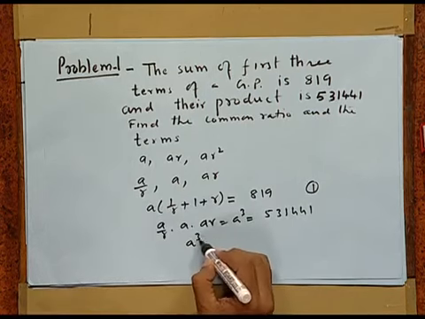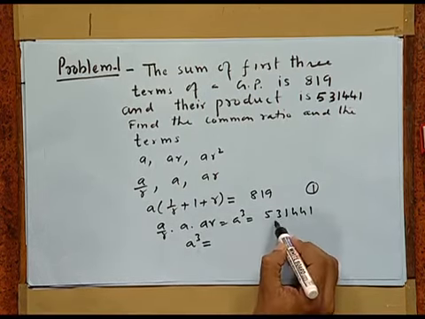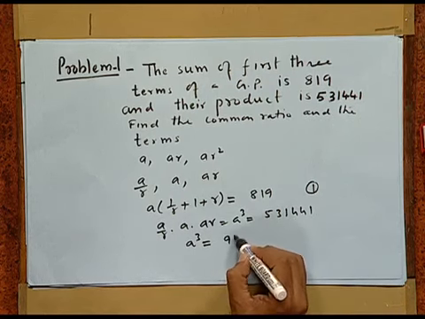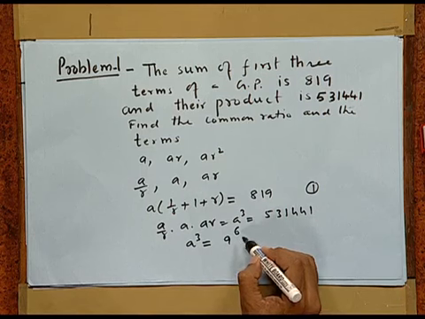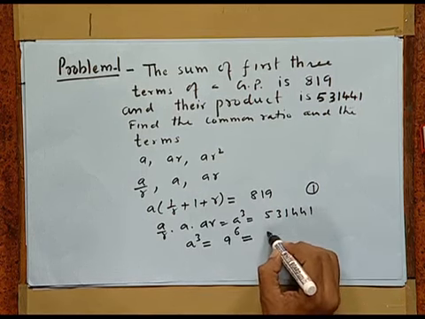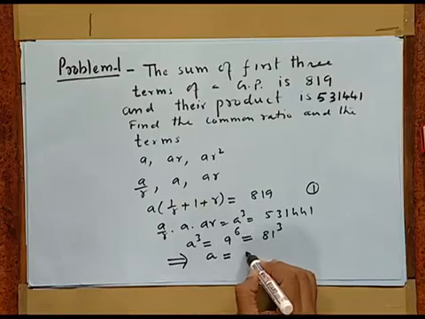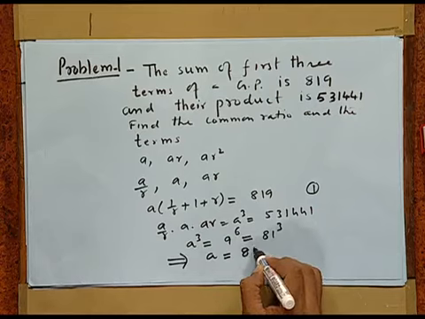So, we have A cube is equal to, now this 531441 is actually 9 raised to power 6, which is equivalent to 81 cube. Now, this gives A is equal to 81. Having found A, now we go for value of R.